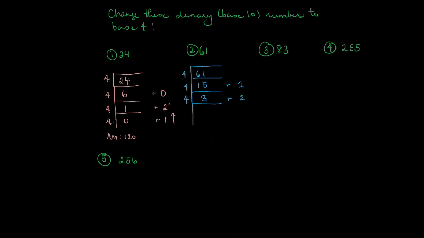Then we see, can 4 go into 3? No. 4 cannot go into 3, so we have 0 times, and the remainder would be 3. Therefore our answer would be 321. Cool. Now note well that the calculation ends when you reach 0. Let's try number 3 together now.